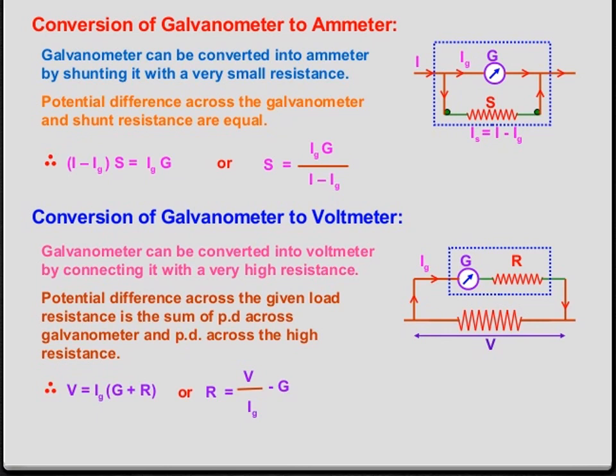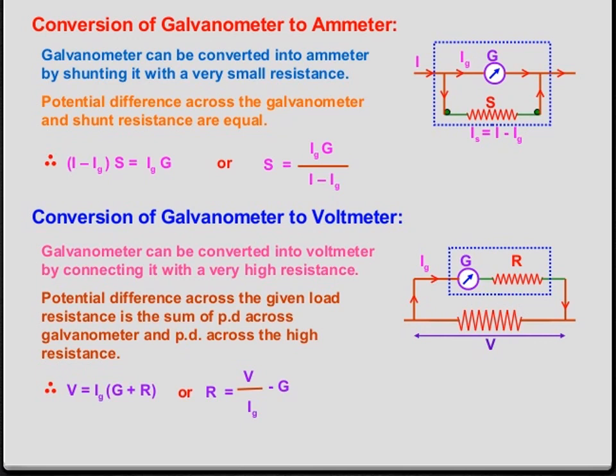The galvanometer is converted into voltmeter by connecting a high resistance R in series. See the picture, high resistance R. There it was shunt resistance, that is S. So the scale is calibrated in volt. In the ammeter the scale is in ampere, here in the voltmeter the scale is in volt. The range of voltmeter depends on the values of resistance that is connected in series.